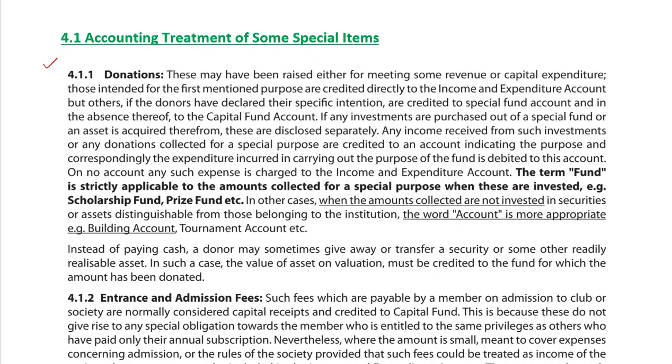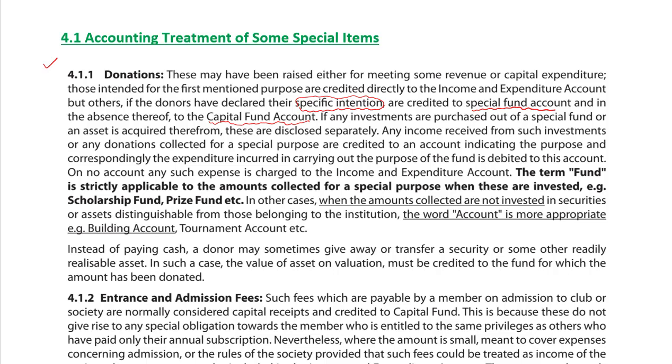Accounting treatment of some of the special items of balance sheet. Donations. Donations may have been raised either for meeting some revenue or capital expenditure. Those intended for the first mentioned purpose are credited directly to the income and expenditure account. But others, if the donors have declared their specific intention, that is, special donations, are credited to the special fund account, and in the absence thereof, the capital fund account.